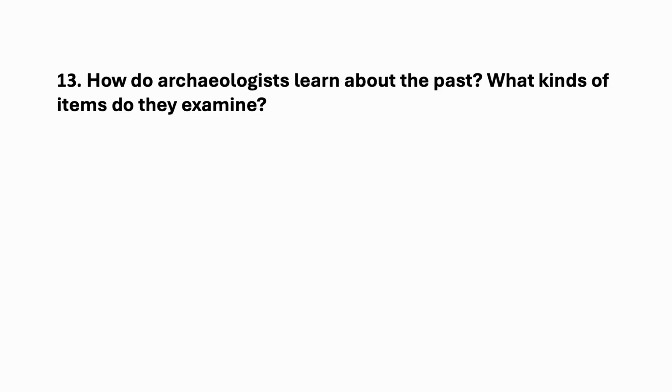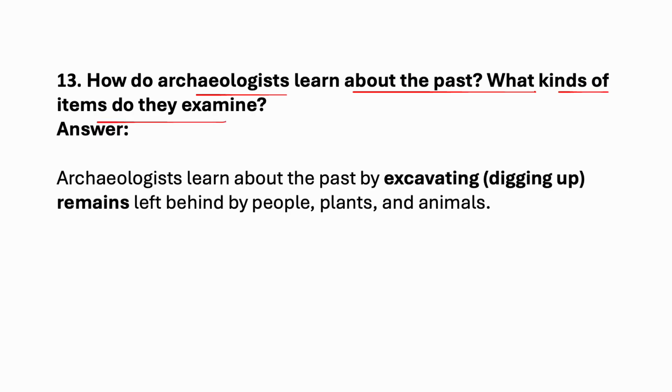Next one, how do archaeologists learn about the past? What kinds of items do they examine? Archaeologists learn about the past by excavating or digging up remains left behind by people, plants, and animals. So, archaeologists excavate, which means carefully dig the ground at places where ancient people once lived. They collect and study the objects found during these excavations.